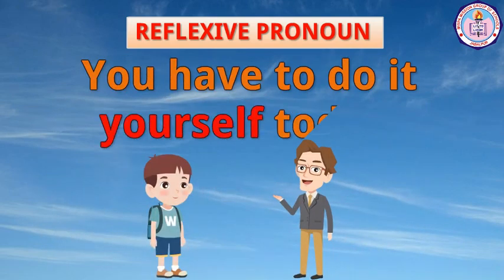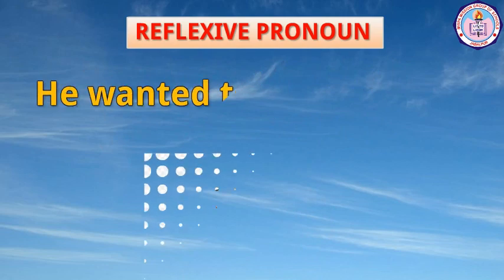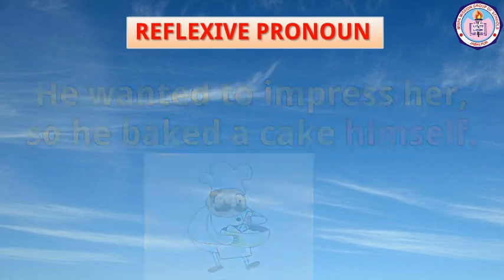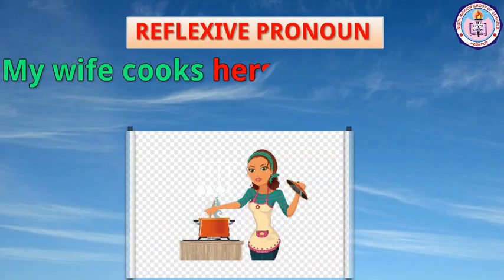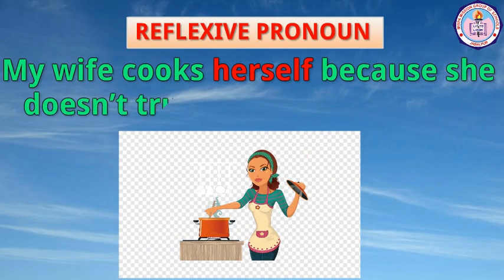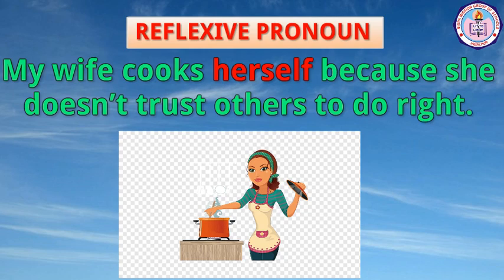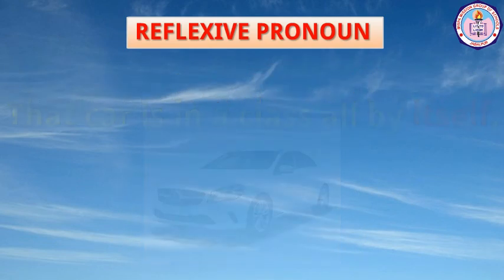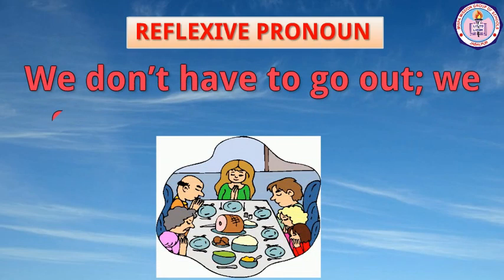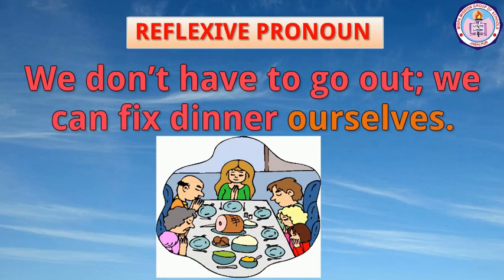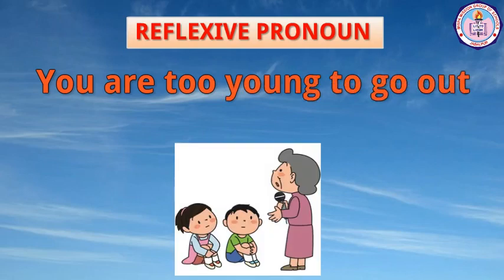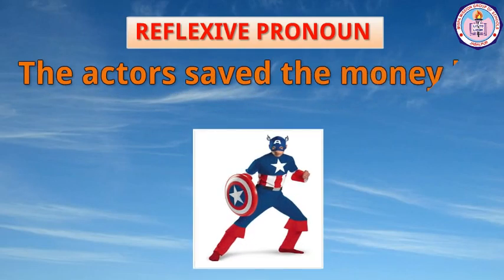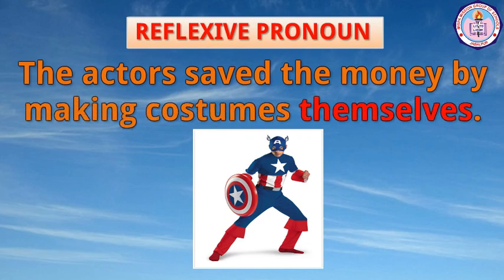You have to do it yourself today. He wanted to impress her, so he baked the cake himself. My wife cooks herself because she doesn't trust others to do it right. That car is in a class all by itself. We don't have to go out, we can fix dinner ourselves. You are too young to go out by yourselves. The actors saved the money by making costumes themselves.